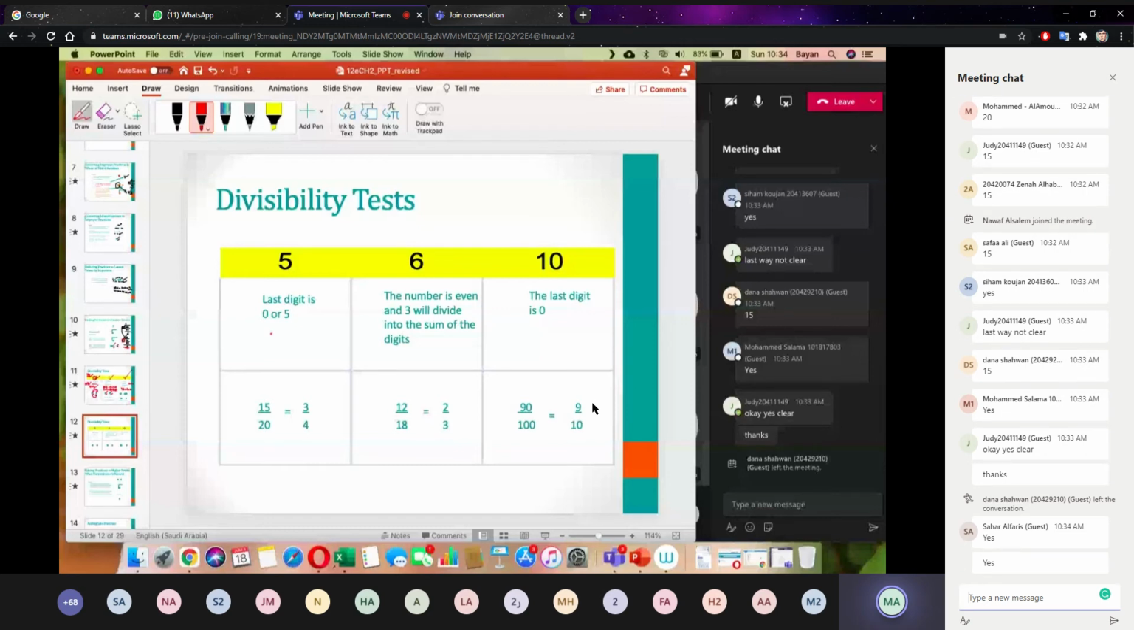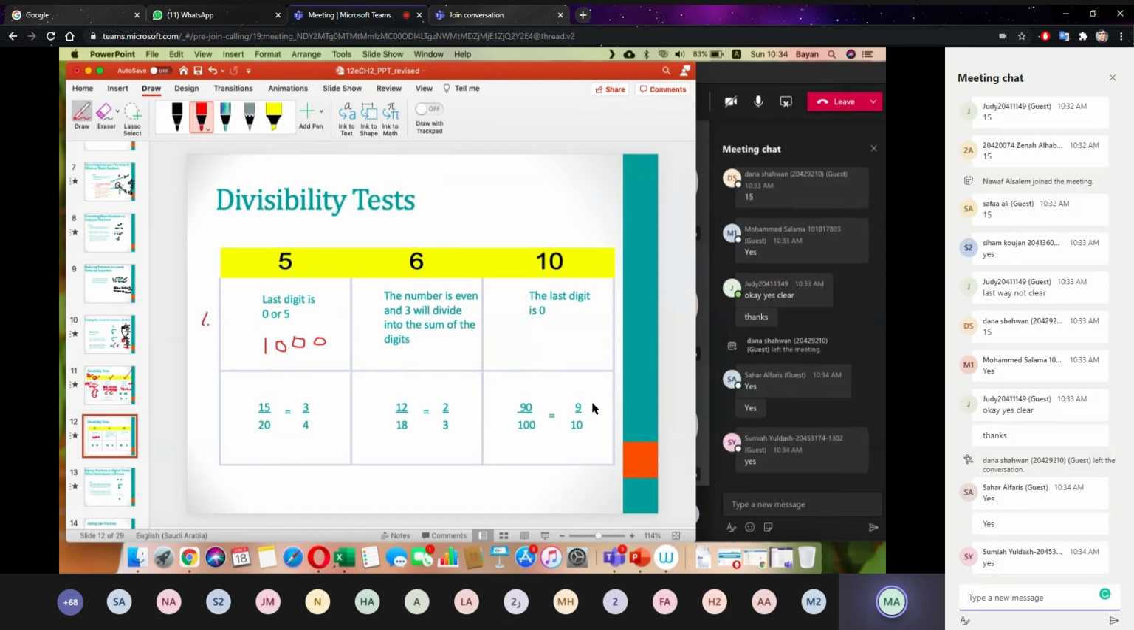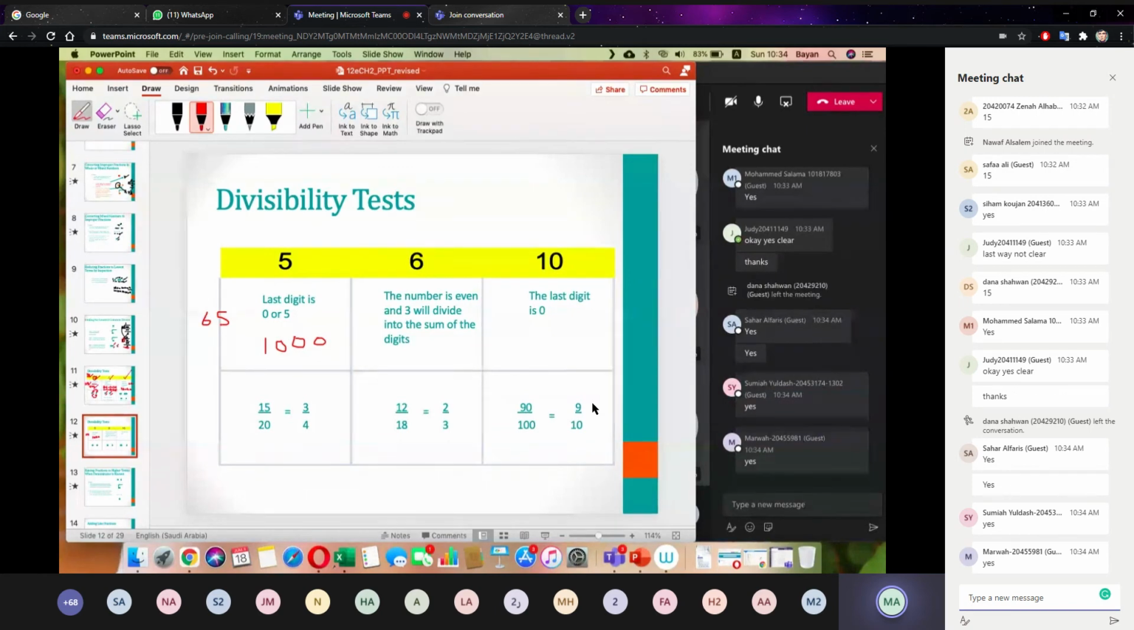How many zeros? 3 zeros. 1,000. Can we divide it by 5? Yes. Any value that ends with number 5, we can divide it by 5. 65. Can we divide it by 5? Yes. Any value that ends with 0 or 5, we can divide it by 5.